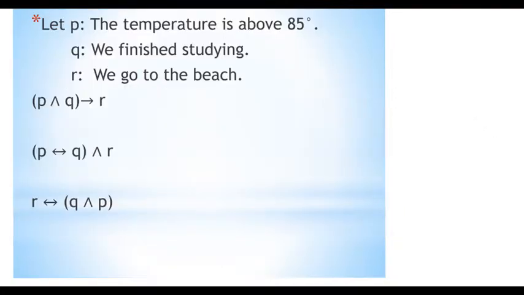Okay, so here we are working with 3 statements. P is the temperature is above 85 degrees. Q is we finish studying. And R is we go to the beach. So when we do this one, for the first one, it's an if-then statement. The main one is an if-then statement. So our if portion is the P and Q, and then our then portion is the R.